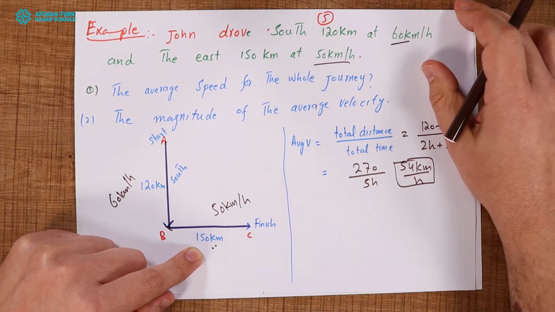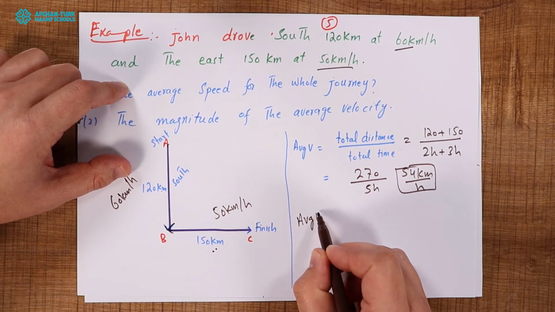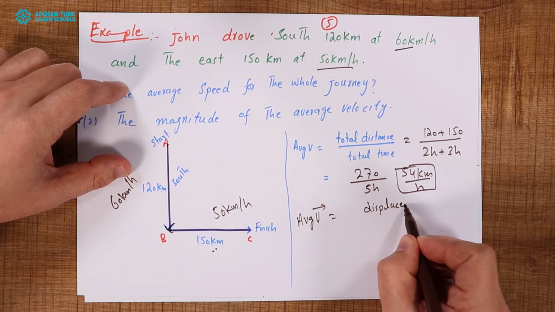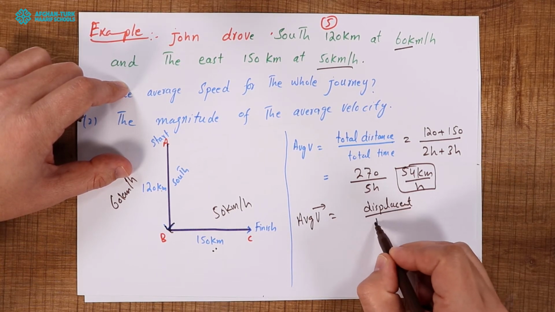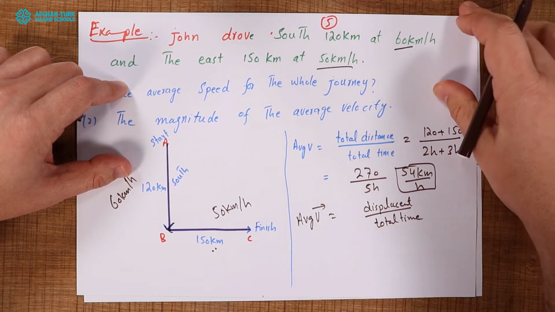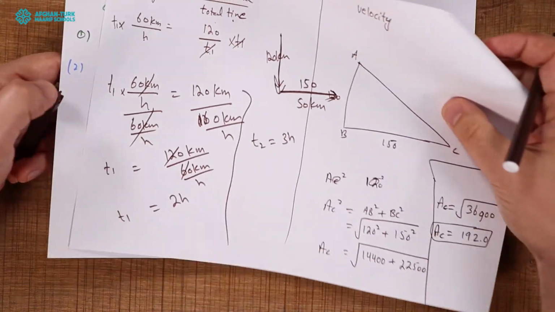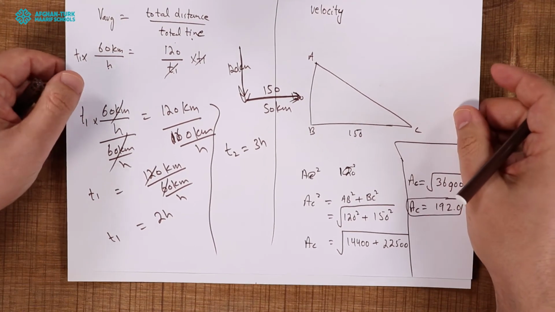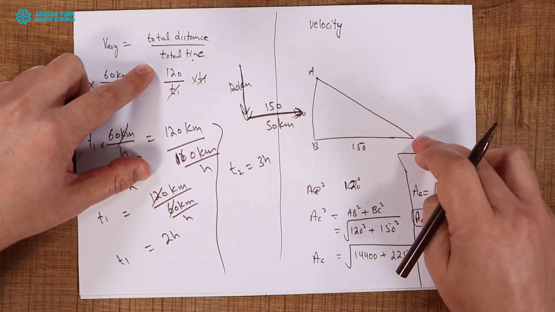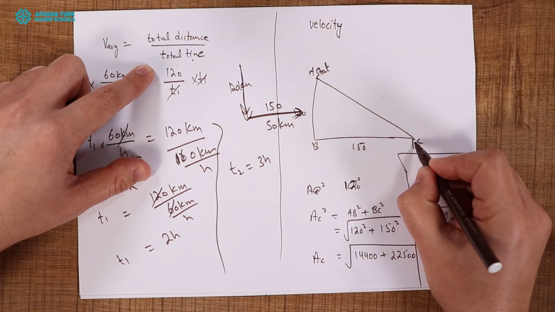Now how can we find the velocity? Okay, next one, how can we find the average velocity: displacement over total time. Let's see the example here. On the next page we will do the calculation. The time we already found is 5 hours from point A to point C. We can say this is the start point, this is the finish point.